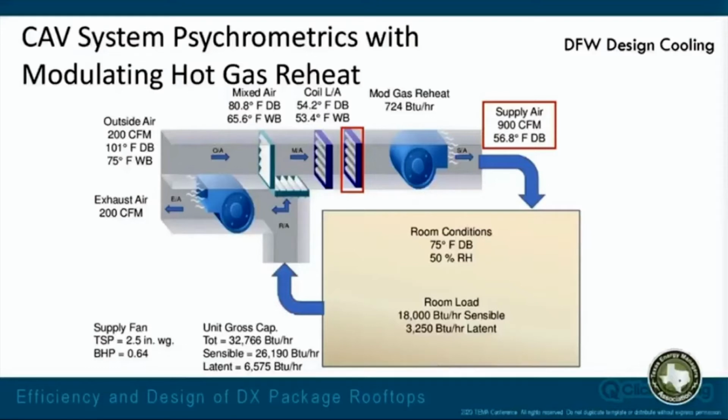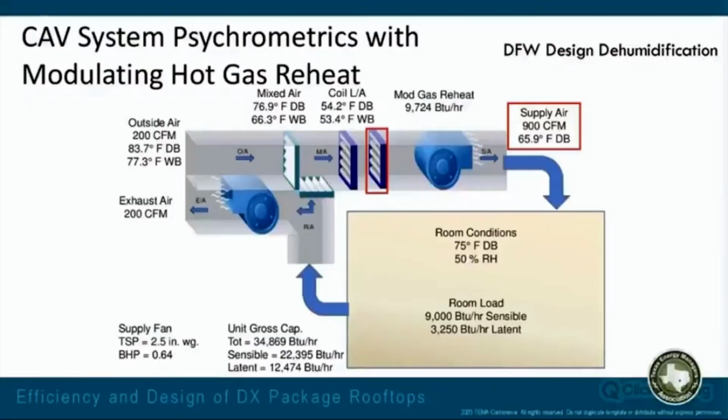Our unit gross capacity is 32,766 BTU per hour. And that's going to become important on the next slide when we go to our design dehumidification day. And while we're still able to very precisely control the temperature and relative humidity, we've got a supply air of 900, but now our leaving air temperature is 65.9 degrees. We've still got 54.2 degrees coming off the coil, and we're going to add 9,724 BTU per hour back in.